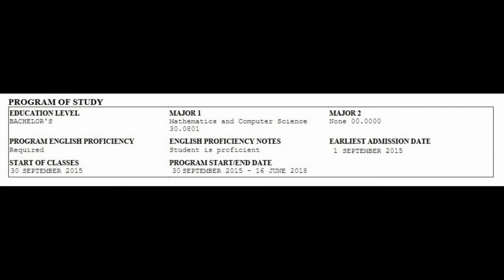Program of Study sections. This section includes general information about your program of study, including the level of your degree and when classes start. Major. The information that is printed under Major on the I-20 is known as a CIP code.